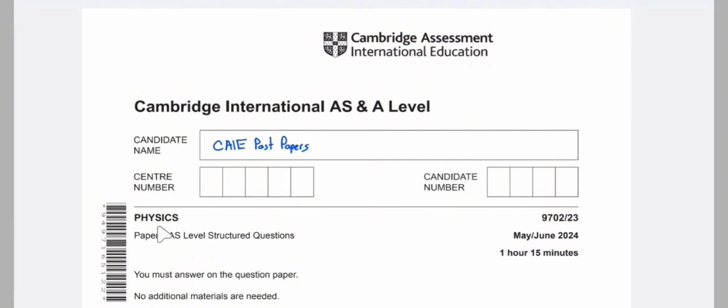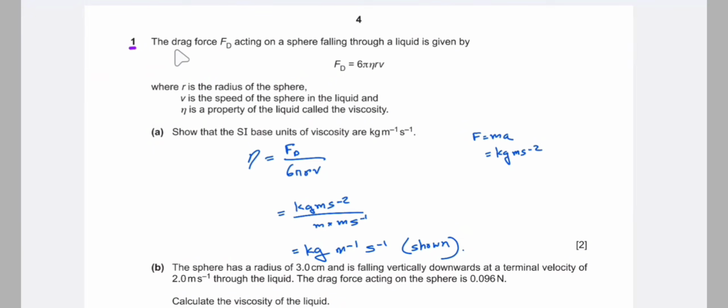So in today's video, we'll be discussing Physics Paper 2 AS Level Structured Question 2024 May-June, variant 23, and the subject code is 9702. Question number 1. The drag force Fd acting on a sphere falling through a liquid is given by this equation, where r is the radius of the sphere, v is the speed, and this sign is the viscosity.